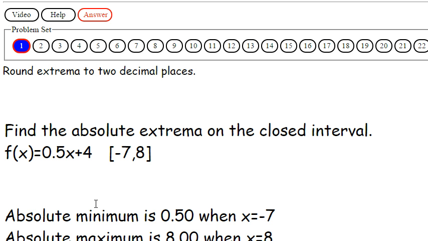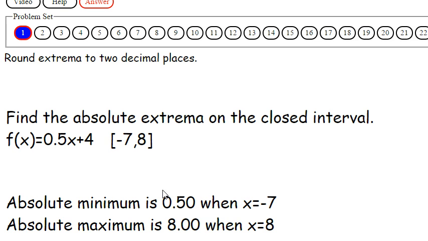Hold on just a second here. Okay, I had to adjust. So when we plug -7 in, we got a y value. In other words, we found f of -7 here, we would get 0.50. And then when we plugged 8 in, we found f of 8, we would get 8 back. Let's see. Plug 8 in there. Half of 8 is 4, and 4 plus 4 is 8.